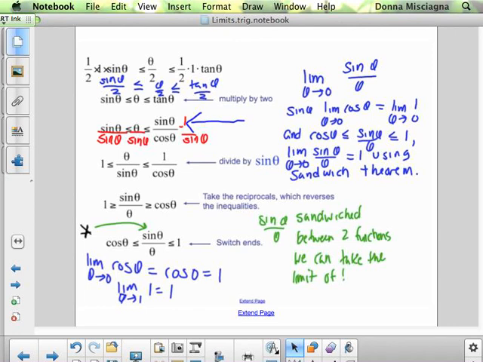Sine theta over sine theta becomes 1. Now down here, we've got 1 is less than or equal to theta over sine theta, which is less than or equal to 1 over cosine theta. And look at this. This is so close to what we're looking for. So close, but not quite. But there's this handy dandy thing.